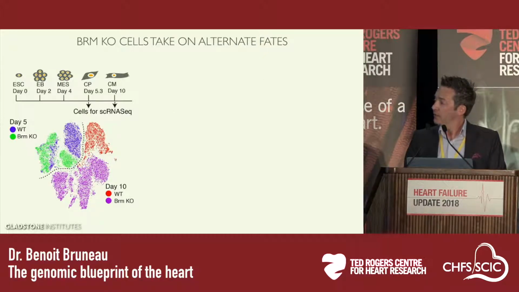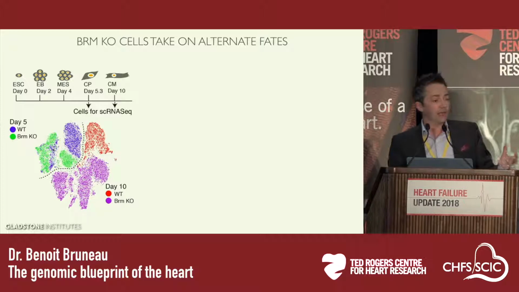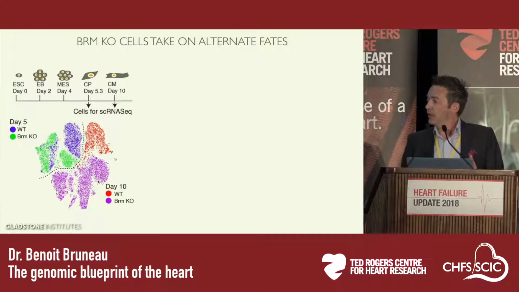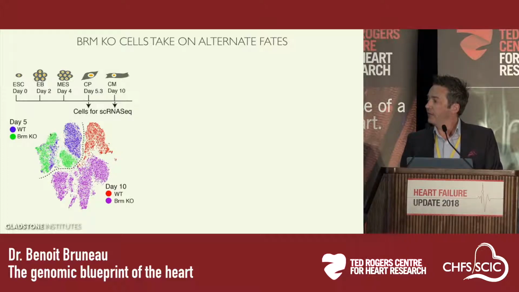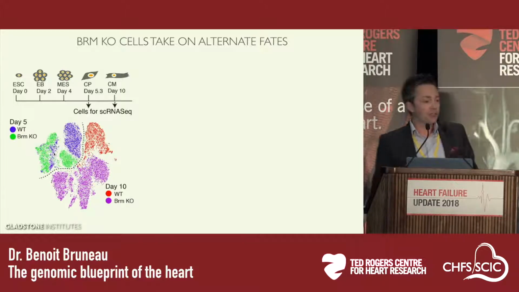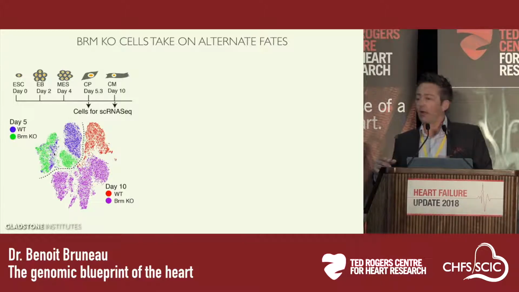Here's the t-SNE plot of about 8,000 cells in blue and green at the cardiac precursor stage, and in red and purple at day 10, where cells normally make cardiac myocytes. The wild-type cells are in blue or in red, depending on the stage, and the Brahma knockout cells are in green or in purple. What you may appreciate is that there's not much difference statistically between the Brahma knockout cells and the wild-type cells at the precursor stage.